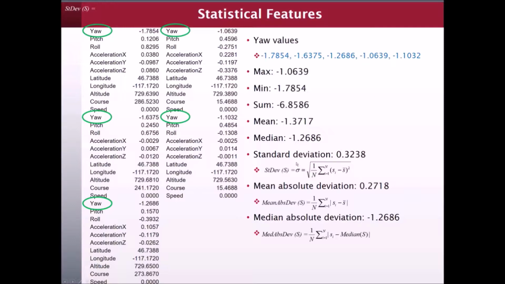In addition to standard deviation, we can also compute mean absolute deviation, where the absolute value of the difference between the point and the mean is computed rather than the square, summed, and then divided by the number of points that we have observed, in this case 5. And we can compute the median absolute deviation, which is similar to mean absolute deviation, except the difference is computed with respect to the median of the set of values rather than the mean.